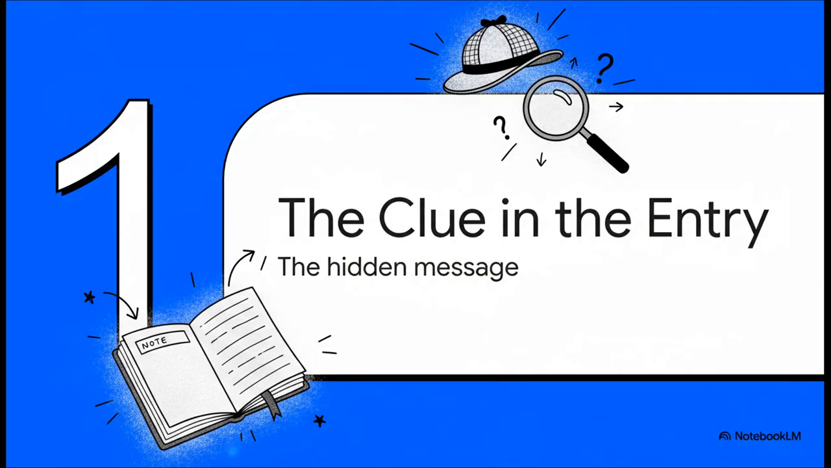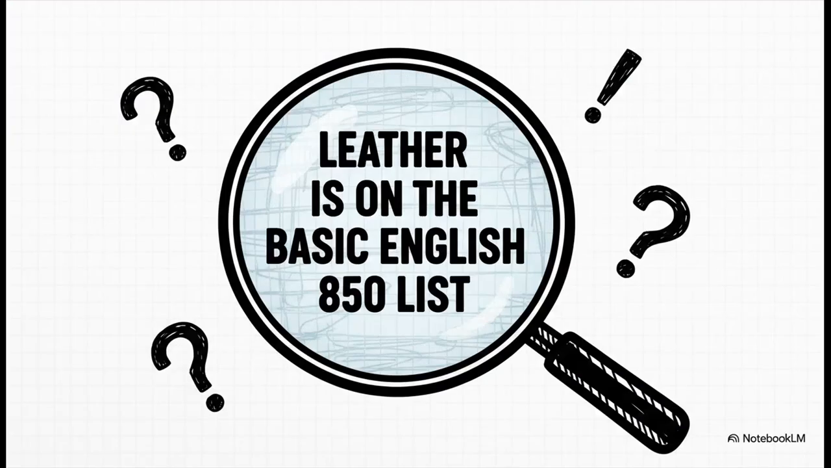All right, so let's put on our detective hats for a second and take a closer look. The real secret isn't in the definition itself, but it's in this little note that was part of the original entry. And there it is. Leather is on the Basic English 850 list. Okay, what in the world is that? It sounds like some kind of exclusive VIP list for words.